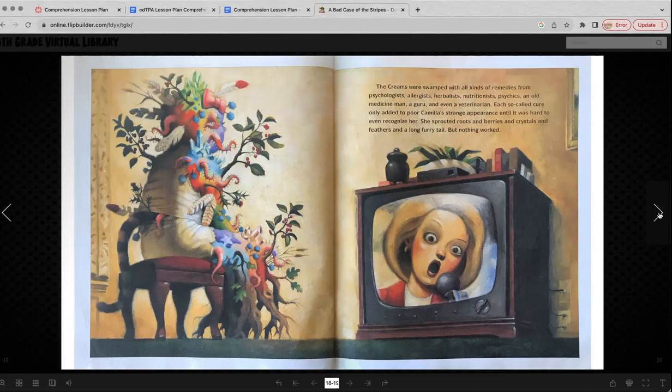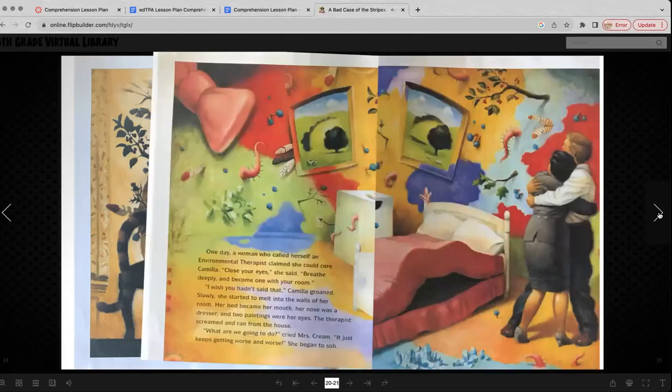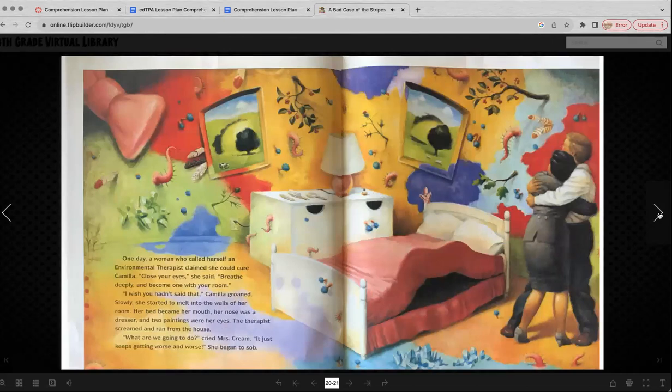Let's take a look at Camila on the left. Super crazy, right? Let's see. One day, a woman who called herself an environmental therapist claimed she could cure Camila. "Close your eyes," she said. "Breathe deeply and become one with your room." So, what did she just say first?